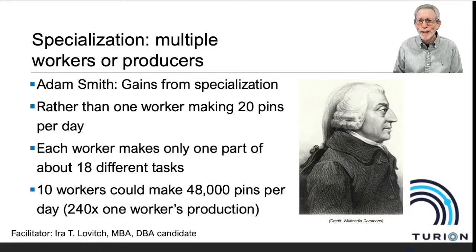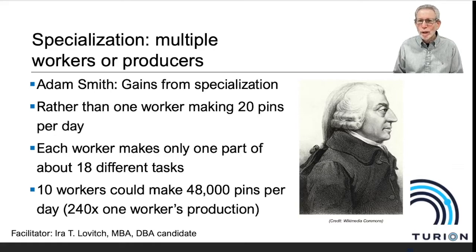So here's our old friend Adam Smith in the image, and he was one of the first to identify, he's sort of considered the father of modern market economics. He identified the gains from specialization. And rather than one worker, in his example, working by themselves, making this one item. It happened to be pins, and they could make approximately 20 pins per day, working on their own, doing all the tasks, all the functions necessary to create a pin.